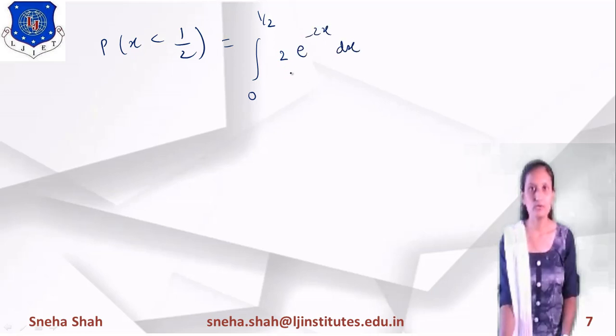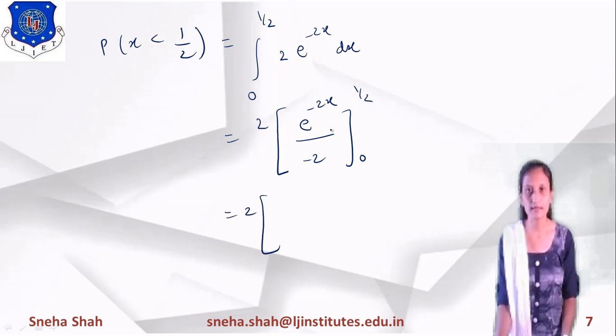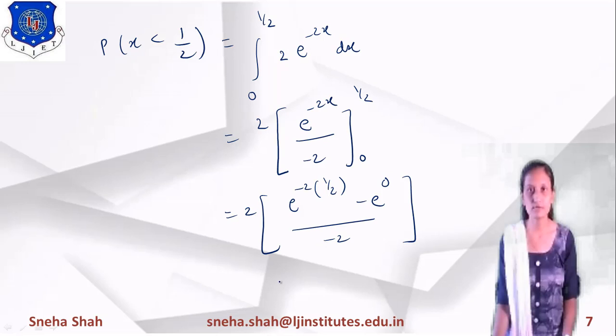Now solving this, 2 will be a constant, so it will be outside of the integration. The integration of e raised to minus 2x is e raised to minus 2x upon minus 2, from 0 to 1 by 2. Putting in the values, e raised to minus 2 into 1 by 2 minus e raised to 0, divided by minus 2. The 2 will be cancelled out, the minus goes over here, so minus minus plus, e raised to 0 means 1, and the term will be 1 minus e raised to minus 1. If we find this value, its answer is 0.6321.